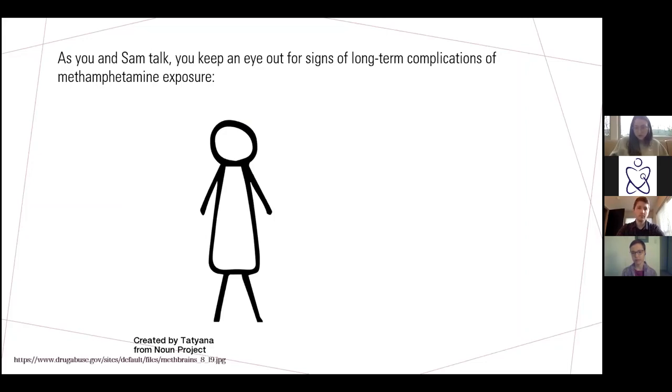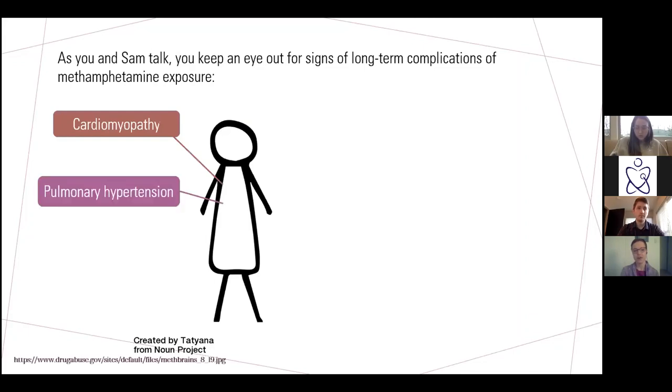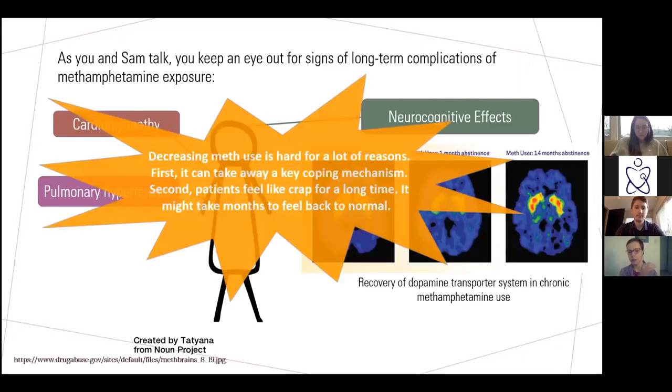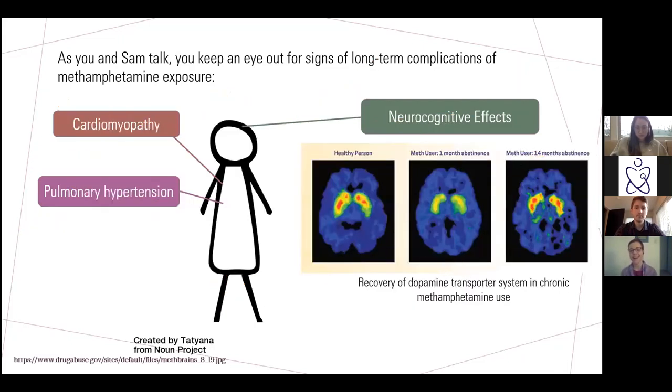So in the chat, tooth decay, chronic skin irritation and infections, pulmonary hypertension. Yeah, awesome. So cardiomyopathy, pulmonary hypertension. I actually forgot to put a box for dental damage and things like that, but that's absolutely part of it. And then the other big category are the neurocognitive effects. So I think it's summarized pretty well by this picture.